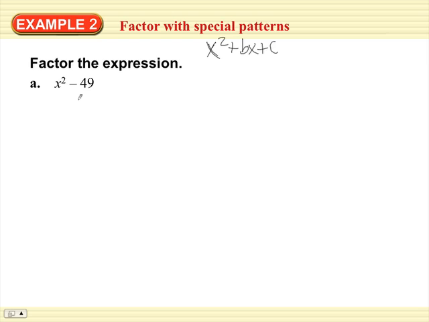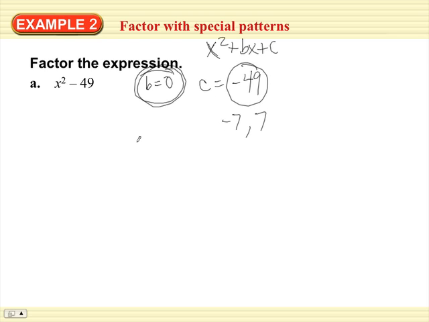One way you could think of it, as Stephen says right there, is that b is equal to 0 and c is equal to negative 49. Yep, you can think of it like that. So what multiplies to get negative 49 but adds to get 0? You could probably think of that pretty quick. Negative 7 and 7 multiply to get negative 49, and they add to get 0. That's one way to think of it.